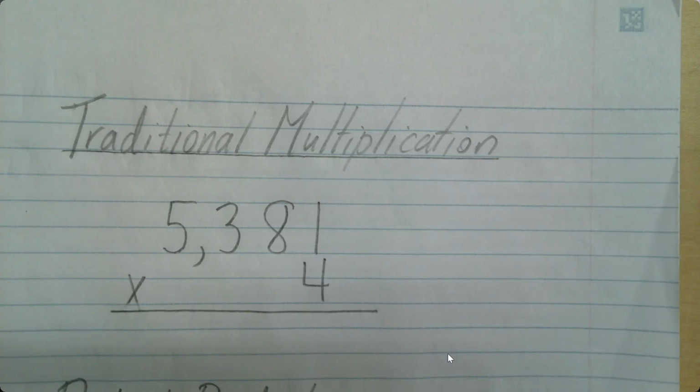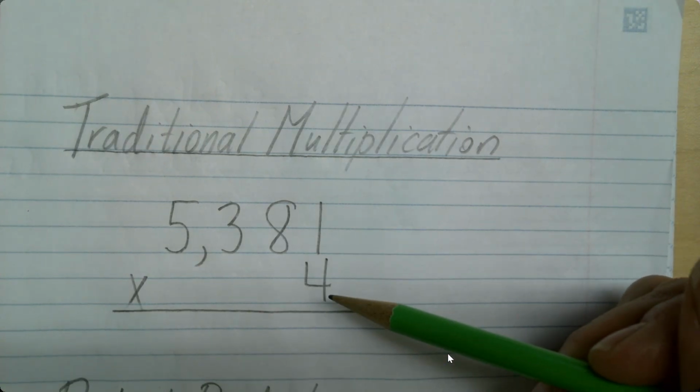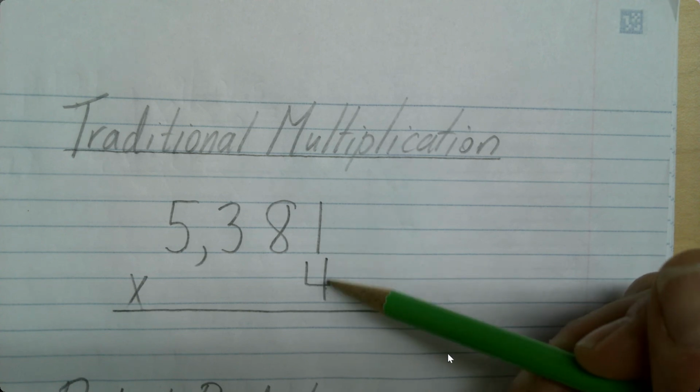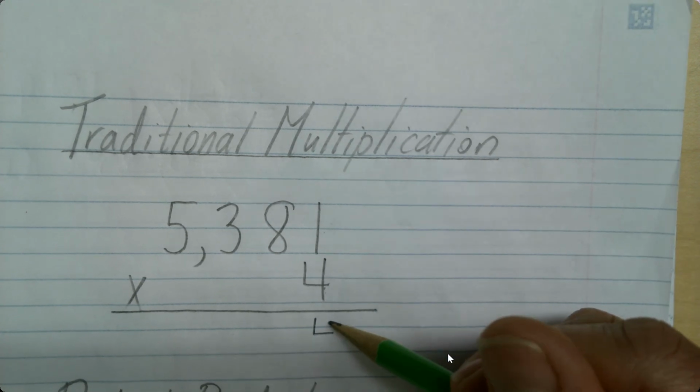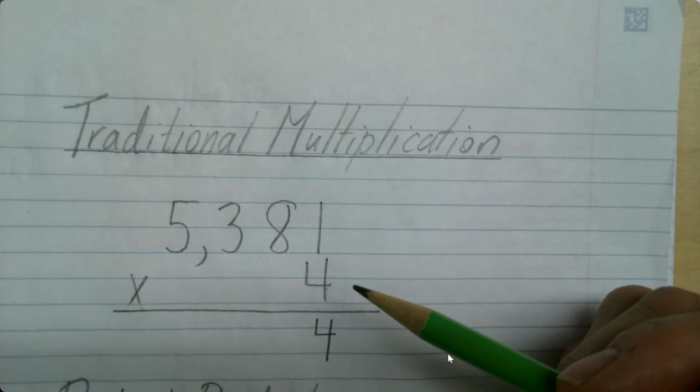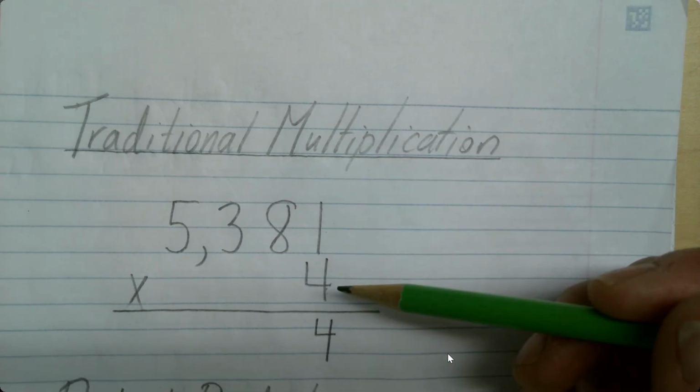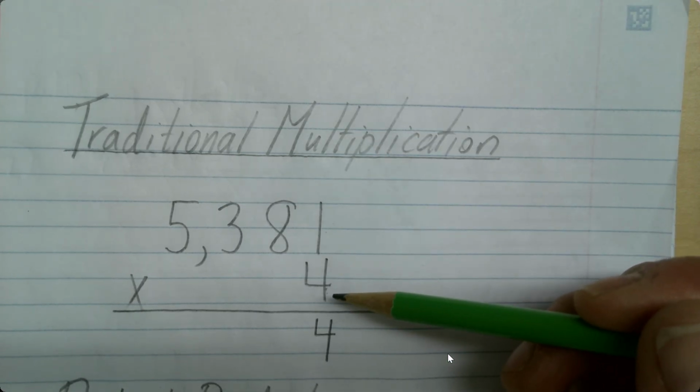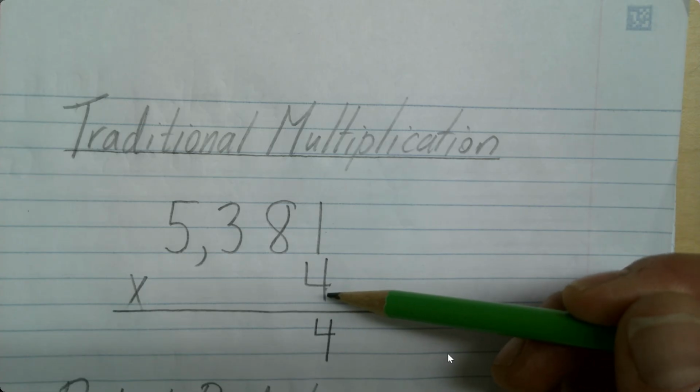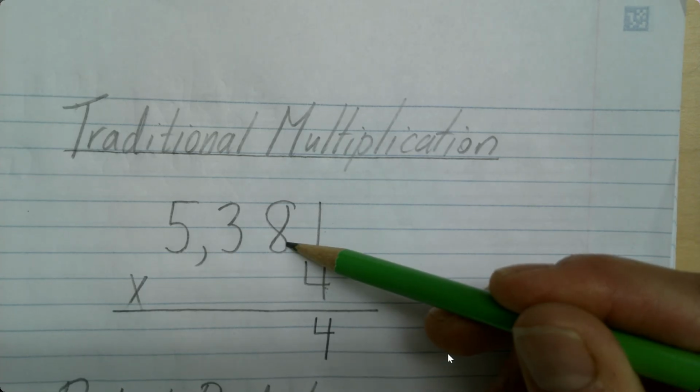So the first thing we're going to do is multiply 4 by the ones place. 4 times 1 is? 4. Yes, it is 4. I heard people say 5. It's okay, you added. Let's now go to 4 times 8 in the tens place.